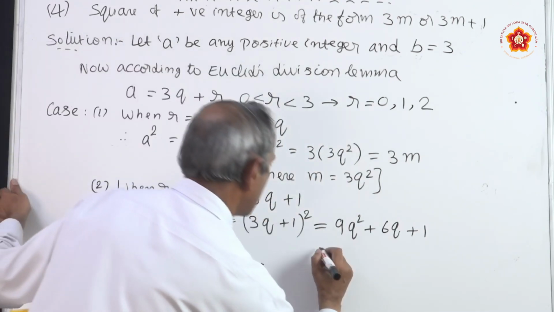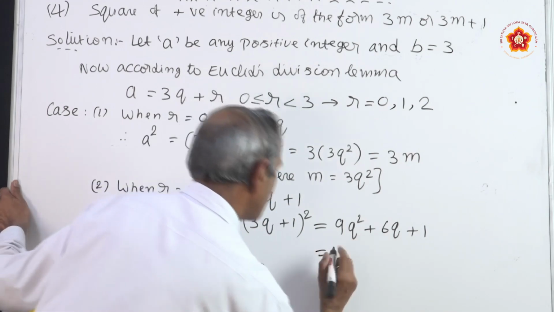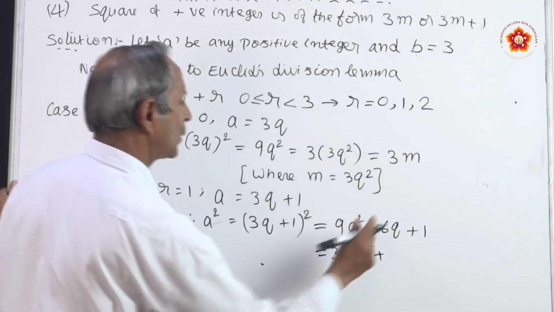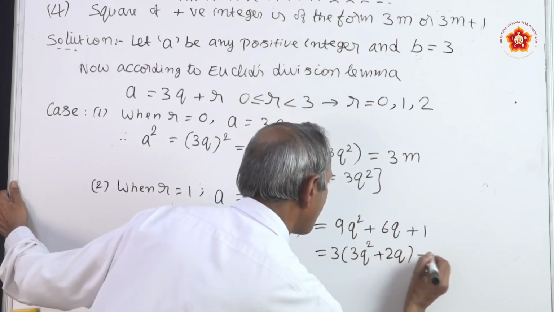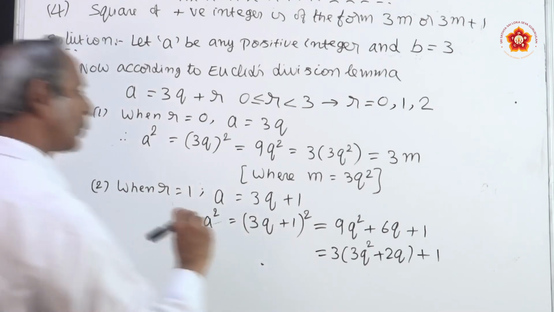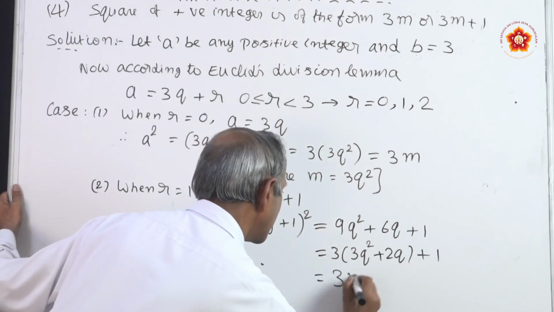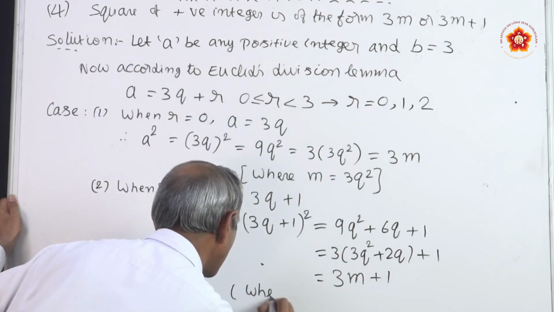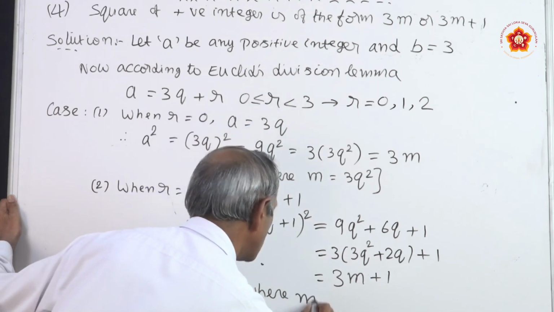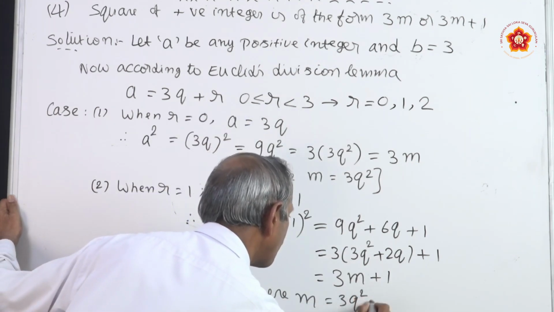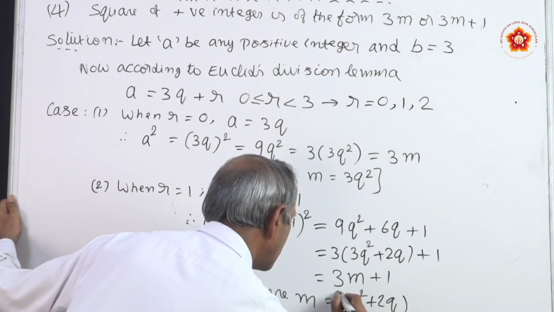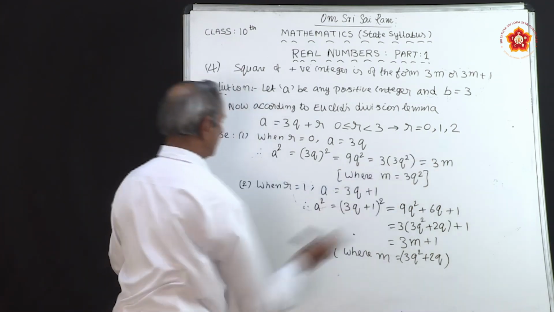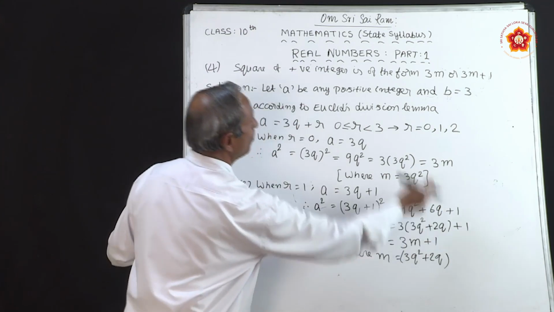Now, here the common factor is 3. You will take 3 outside. You will get 3 into (3q square plus 2q) plus 1. Now, you can write it as 3m plus 1, where m is equal to 3q square plus 2q. Therefore, you have shown that in the first case it is in the form of 3m. In the second case it is in the form of 3m plus 1.